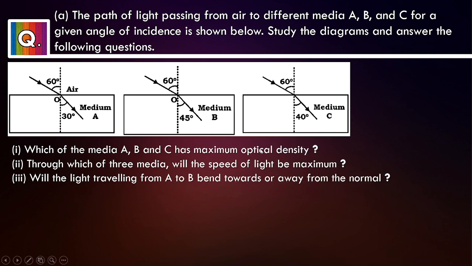Which of the media A, B, C has the maximum optical density? Through which of the three media will the speed of light be maximum? Will the light traveling from A to B bend toward or away from the normal?